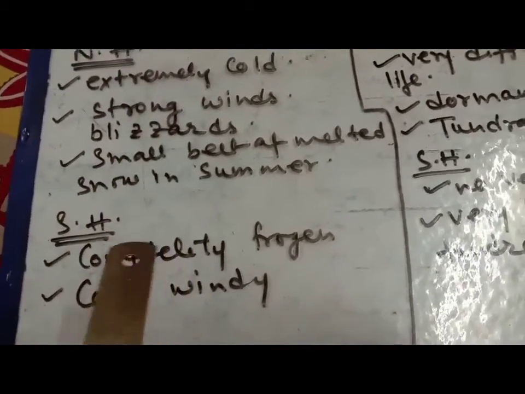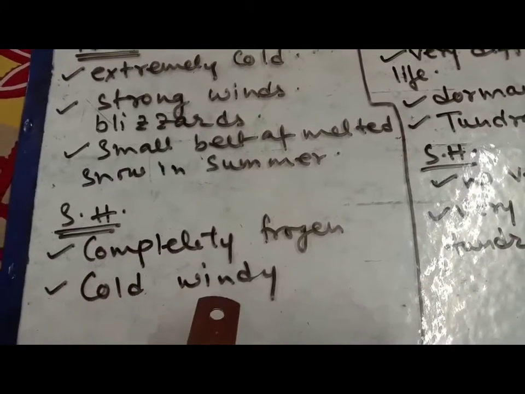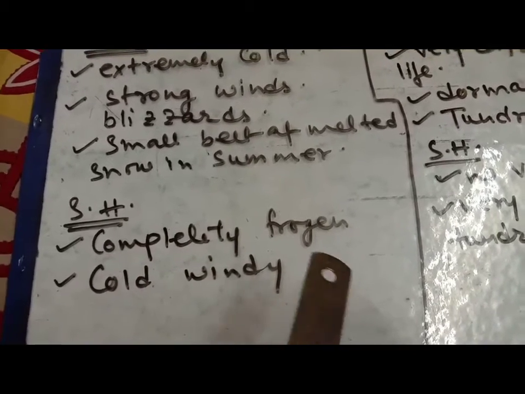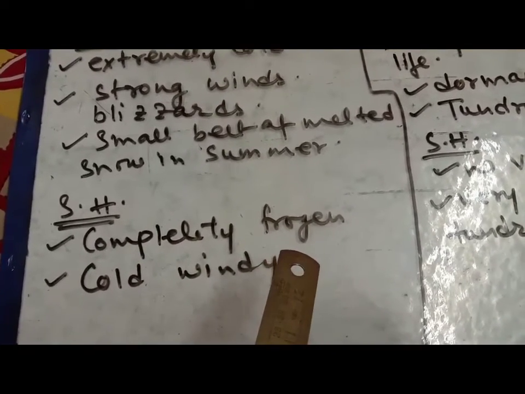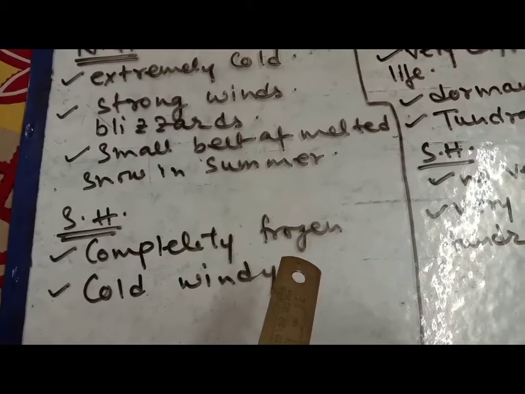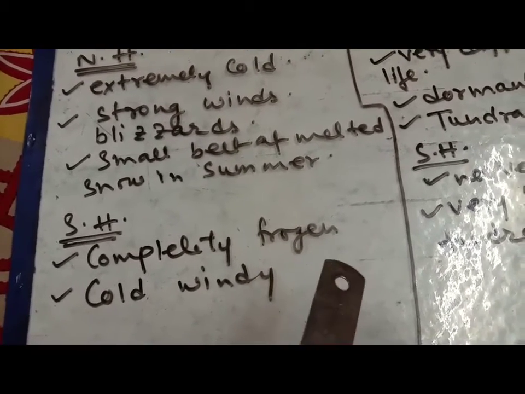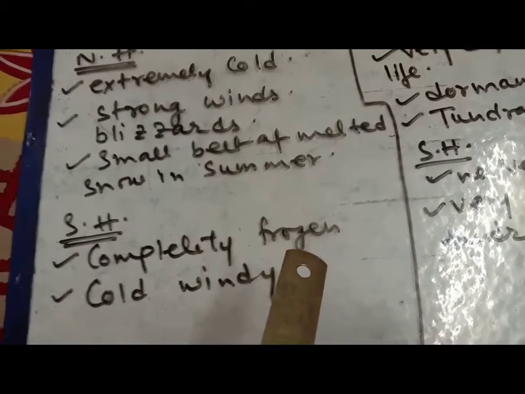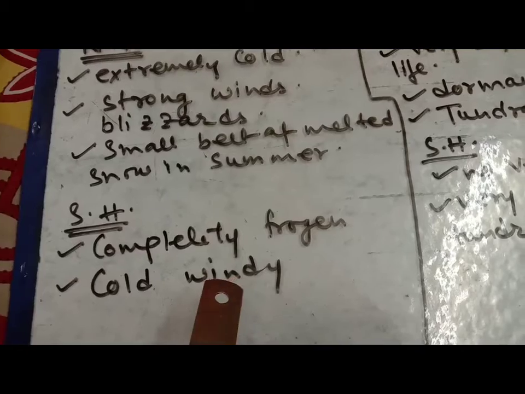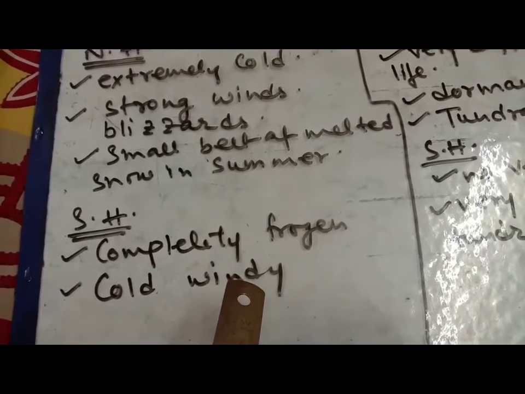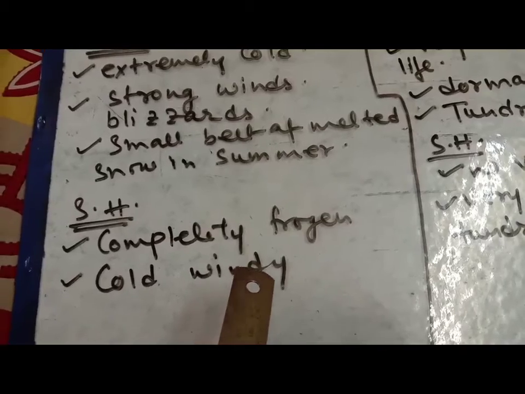Now come to the southern hemisphere, that means Antarctica. Antarctica is completely frozen throughout the year. It does not care about the winter season or the summer season. All the time throughout the year this place is frozen. And it's cold, windy and dry with hardly any new snowfall. It's very, very cold here.